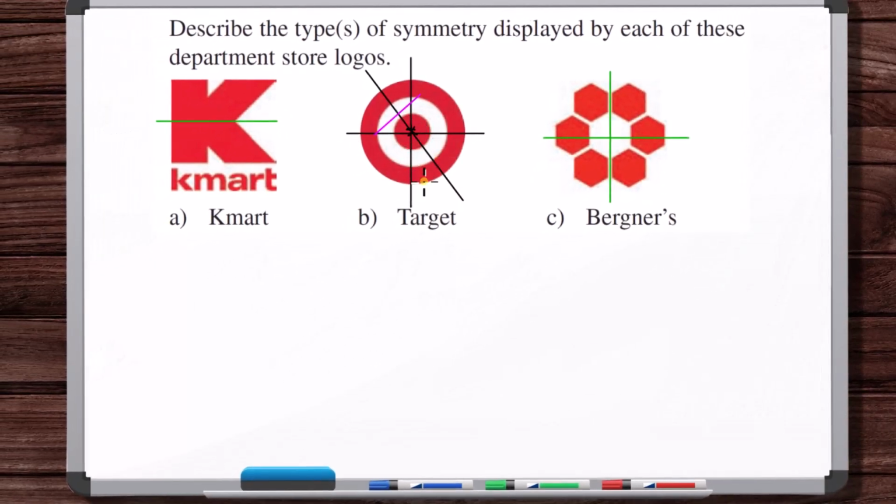Here we've got infinite symmetry, a point of symmetry and an infinite number of lines of symmetry. Any line that you draw through the center point is going to be a line of symmetry. And here you've got a vertical, horizontal line of symmetry going through the center, and then a point of symmetry.